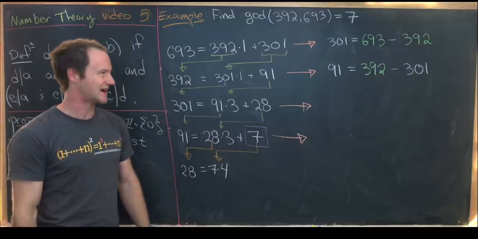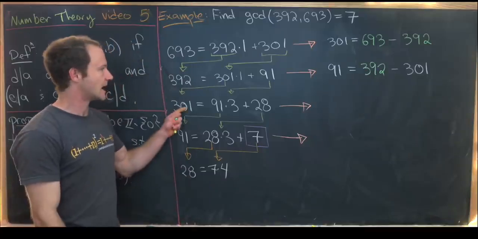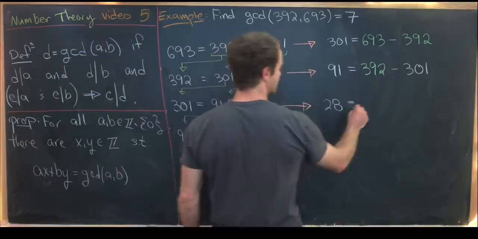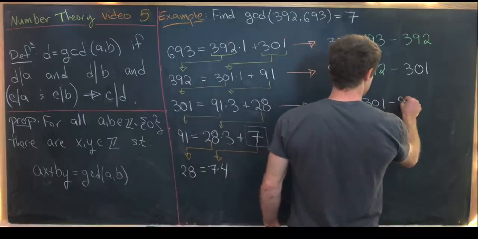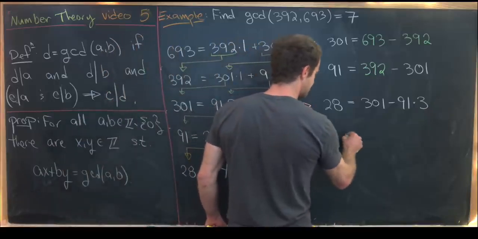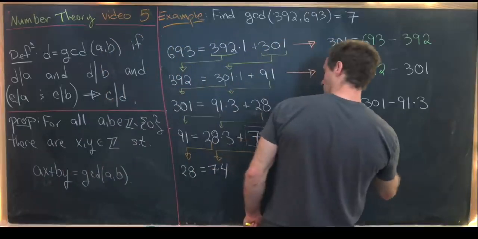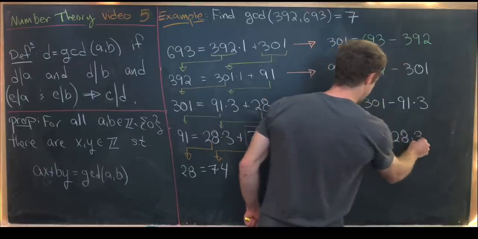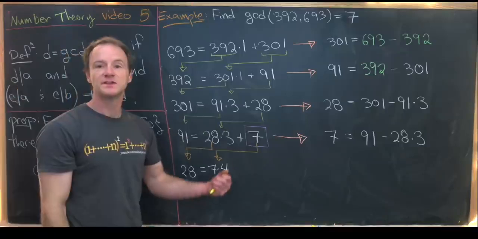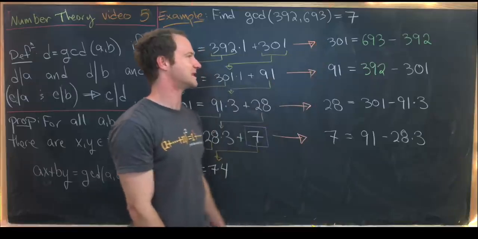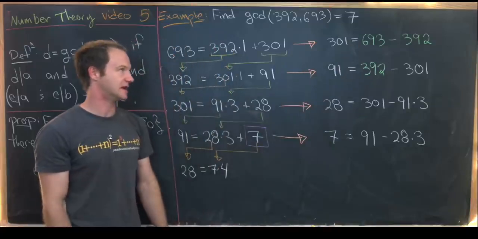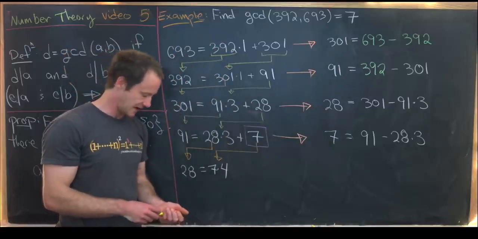We want to think about those kind of like variables here. Okay, now I'm going to solve here. That'll give me 28 is equal to 301 minus 91 times 3. And then finally down here, we have 7 is equal to 91 minus 28 times 3. And that's where I can stop, my last line where I have a remainder. So now from here, what I'll do is substitute from the top to the bottom until 7 is written as a linear combination of 693 and 392.